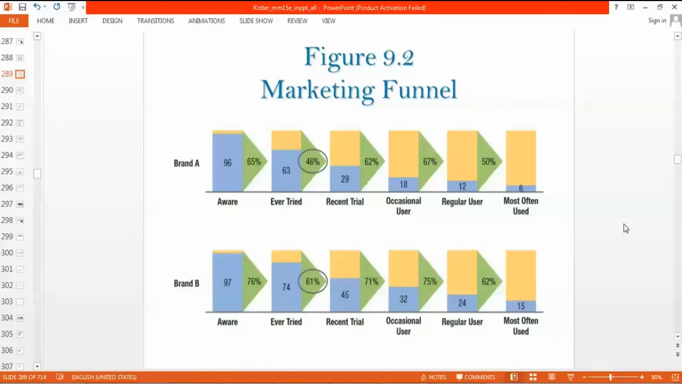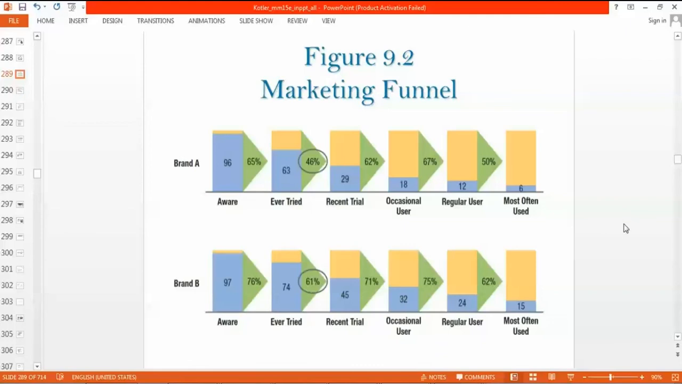And how many percent of the recent trial become occasional users? Let's say 67%. And how many percent of them become regular users from the 67? 50%. So there is the funnel.